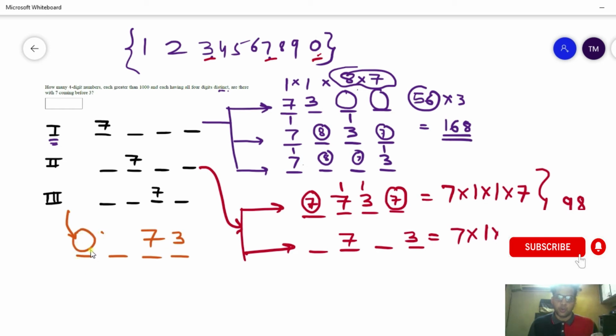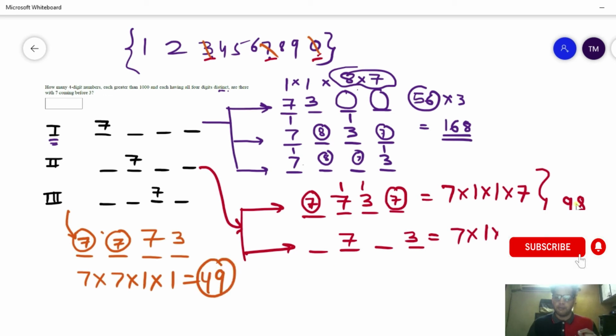Now how many ways can you put this number? I can't put 0 over here. 7 and 3 are already taken. That means you are left with 7 numbers. And in this position you have to include 0. That means again it is 7. So 7 into 7 into 1 into 1 gives you 49.